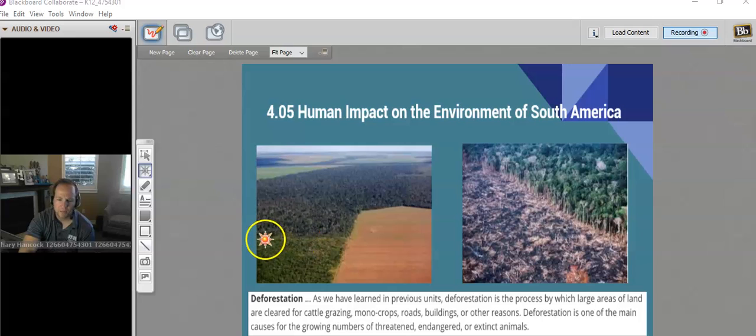Okay. So poaching is just one way, right, that animals can become extinct. Another one is called deforestation. Okay, so by a raise of hand, does anybody want to read a little bit about deforestation?